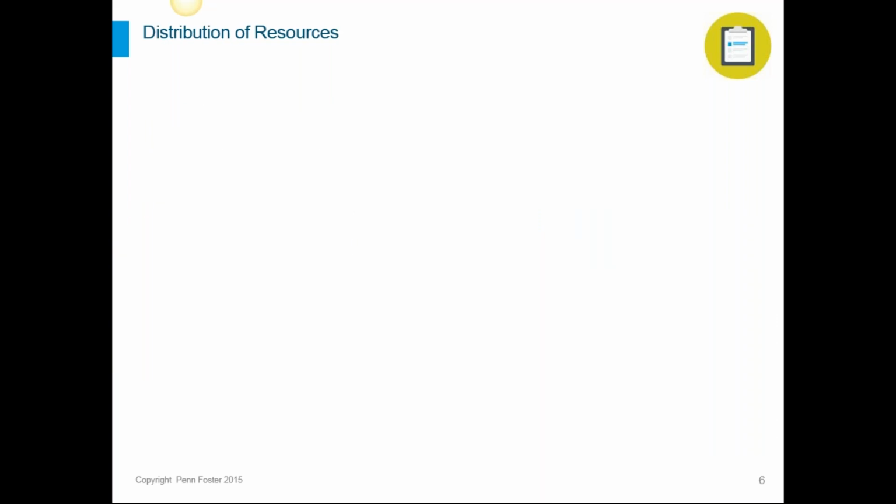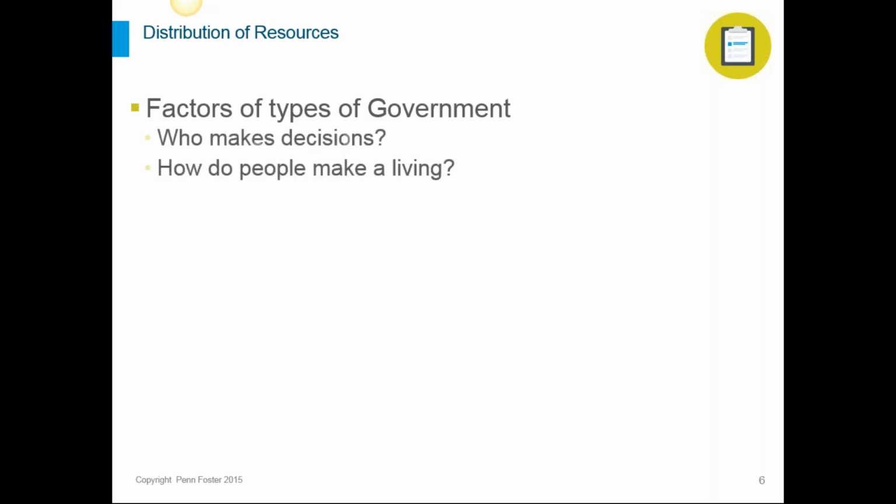But let's break down each of those purposes. The first one is the distribution of resources. What it comes down to is looking at the questions that are asked within governments. Some of them, we'll talk in a little while about how they are factors of the type of government in that society. Those two fundamental questions are: who makes decisions, who's the leader of the society, and how do people make a living?